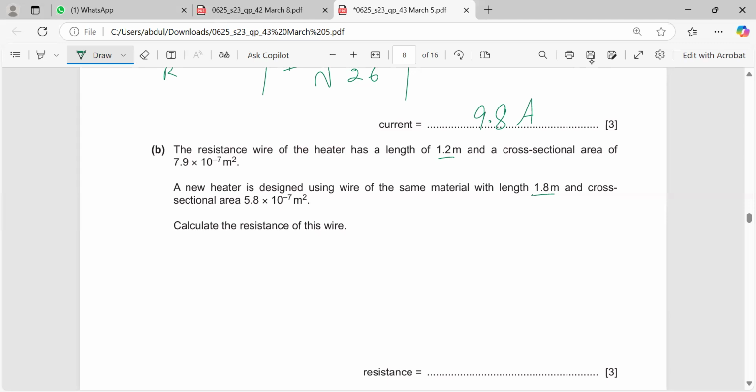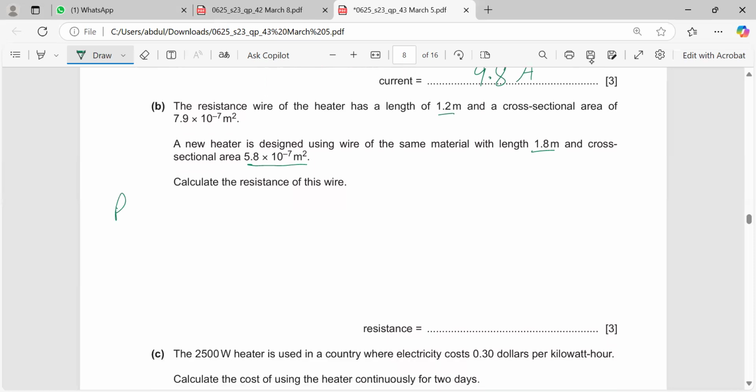Length is increased. So it means resistance of the wire will be increased from the length point of view. Cross-sectional area is decreased now, because before it was 7.9 times 10 raised to power minus 7, now it is 5.8. Area is decreased. It means again resistance will be increased. Now calculate the resistance of this wire. We are going to use two factors. That resistance is directly proportional to length. Now if the length is increased, it means resistance is increased. But let's check how much length is increased.